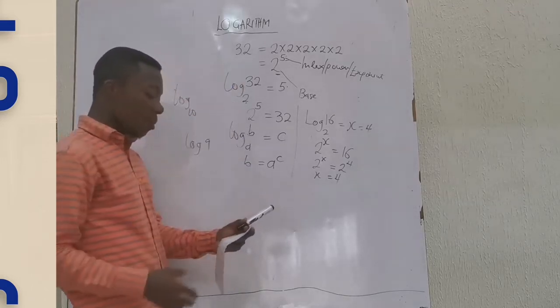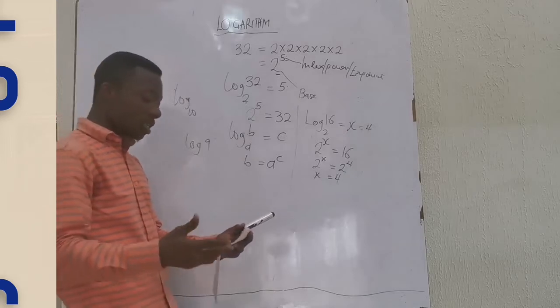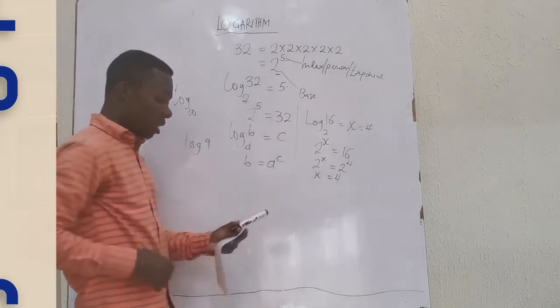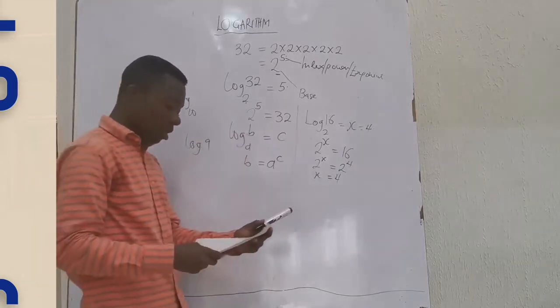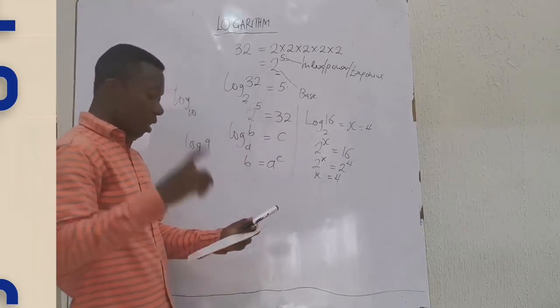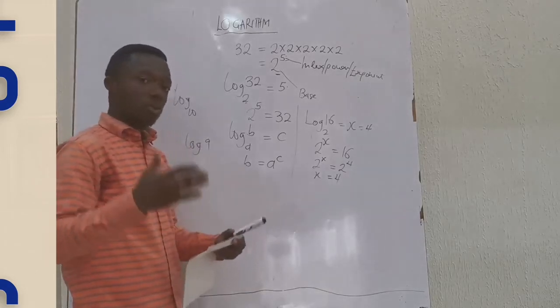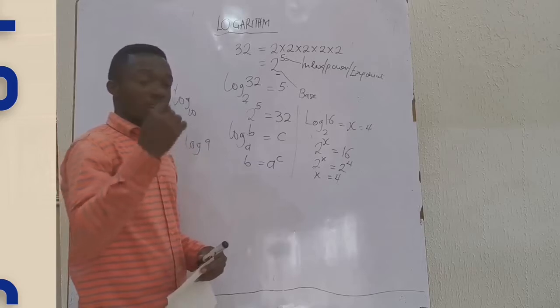So logarithm of any number is the power or the index to which the base must be raised in order to get the number. That is the concept about logarithm. One thing also we need to note here is that logarithm of a negative number does not exist. If you like, you can try with your calculator.